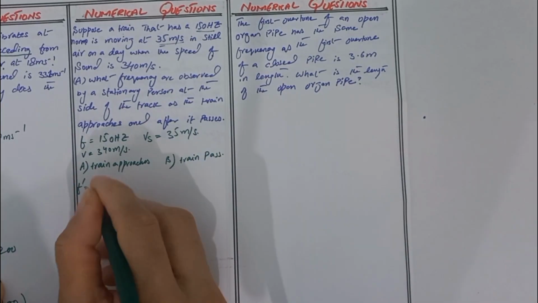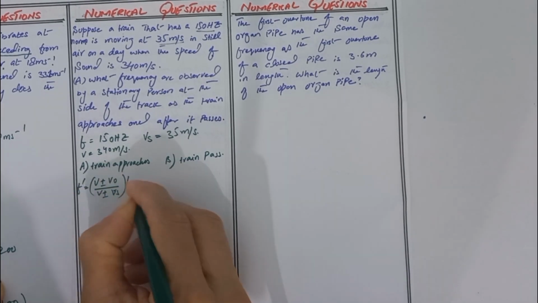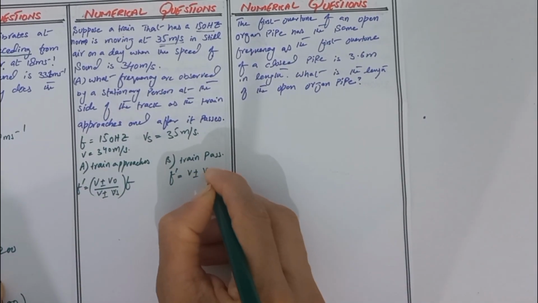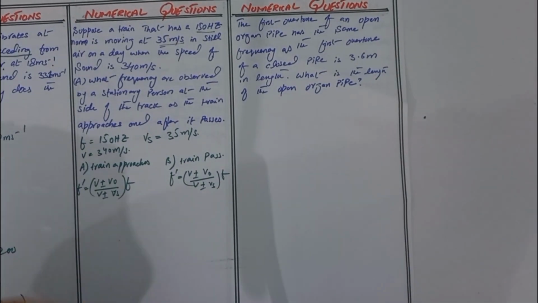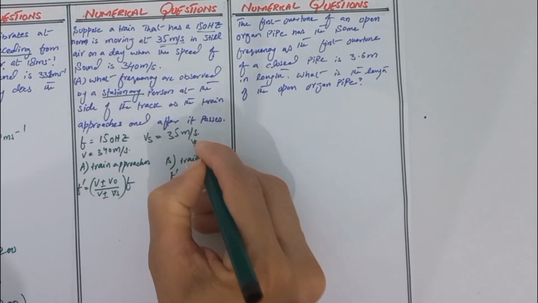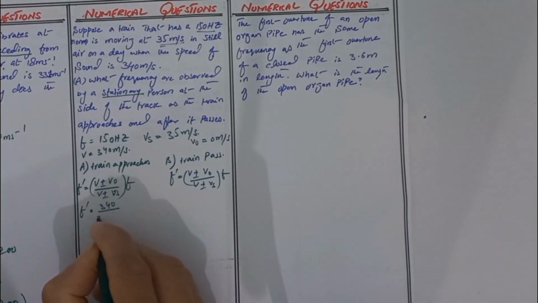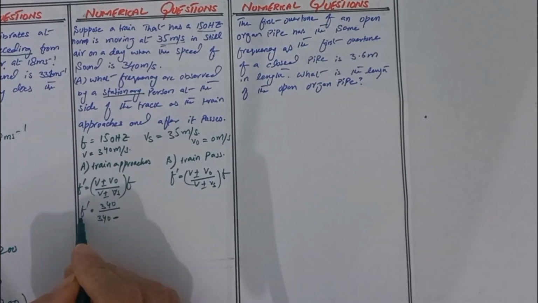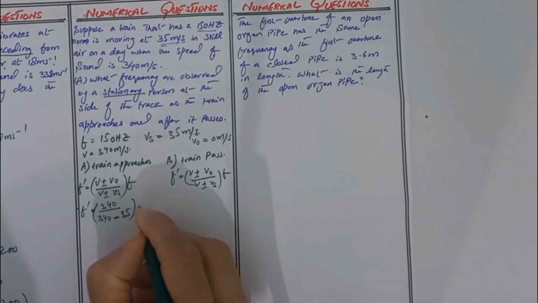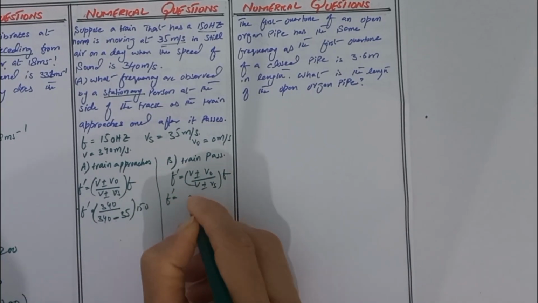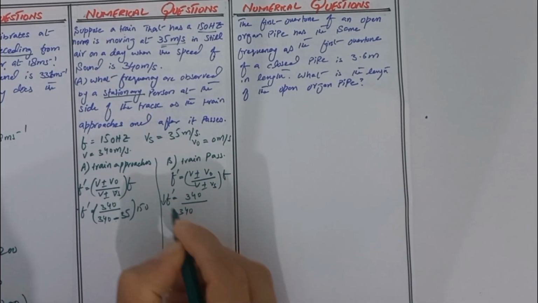Here we use the formula f prime equals (v plus-minus vo) over (v plus-minus vs) times f. The observer is stationary, so vo is equal to 0 meters per second, so this velocity is 0. V is 340. Here we use the minus sign because when the train approaches, the apparent frequency is increased, so we use minus, with vs equal to 35 and f equal to 150. When the train passes, the apparent frequency decreases, so we use the plus sign, with vs equal to 35.